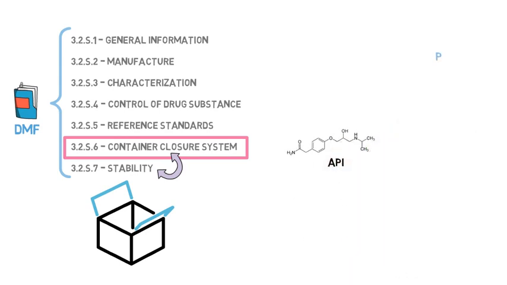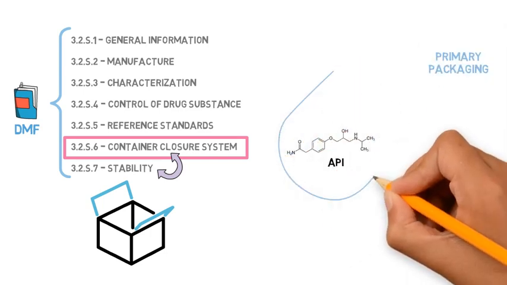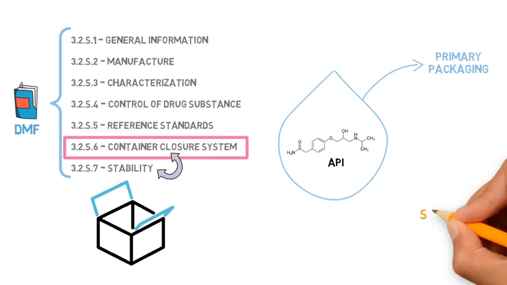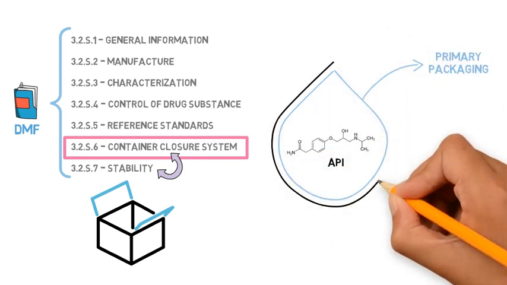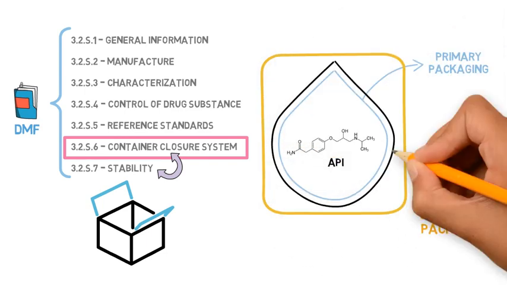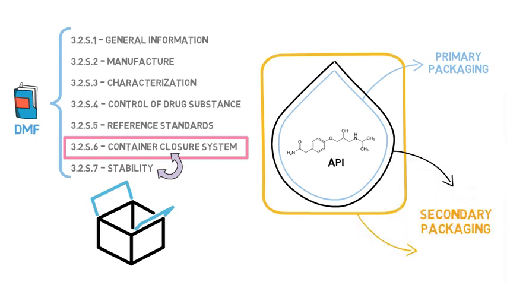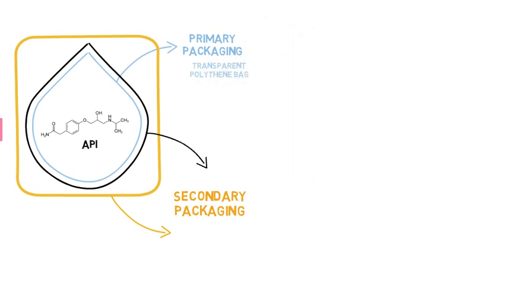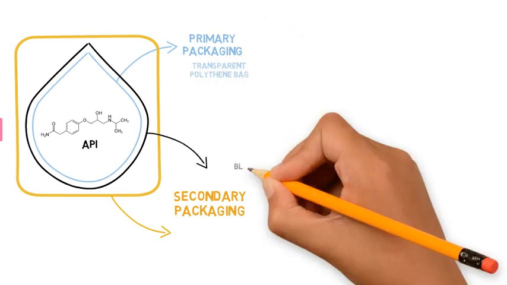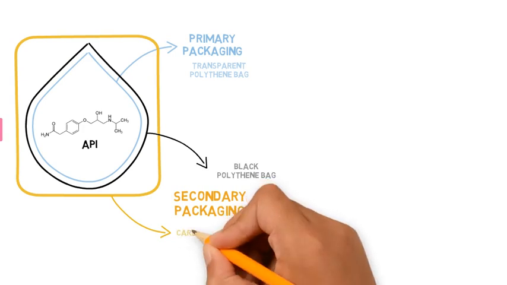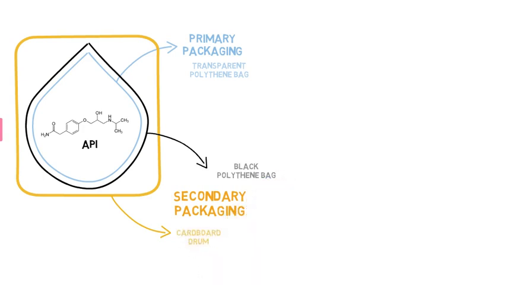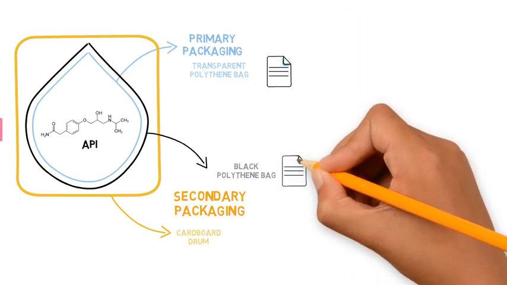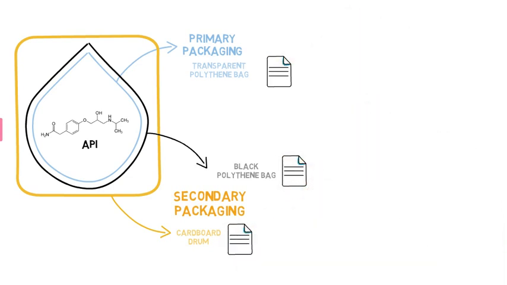Here, we will find out what is the primary packaging material, that is, the one in direct contact with the API, and also what is the secondary packaging material, which will be around the primary one to offer more protection. For example, the primary packaging may be a transparent polythene bag, while the secondary packaging may be a black polythene bag inside a cardboard drum. For each of these materials, a description and the quality control specification must be provided.